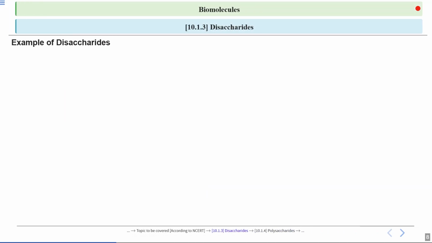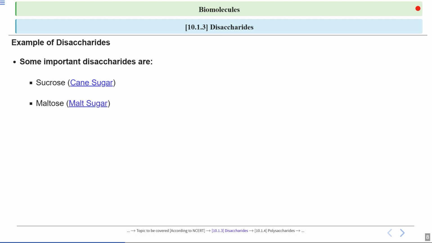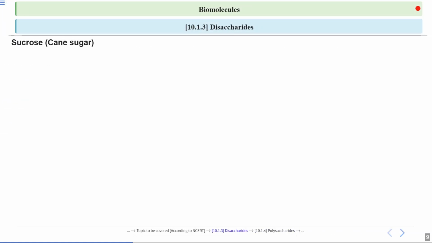Now we will see the examples of disaccharide. So we will list some important disaccharides. First is sucrose. Now sucrose is commonly known as cane sugar. Next is maltose, which is also called malt sugar. Next is lactose, which is called milk sugar. So one by one we will discuss all these examples of disaccharide.